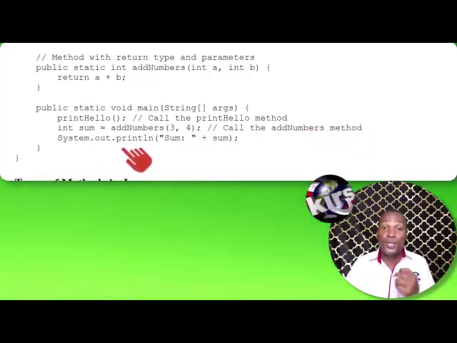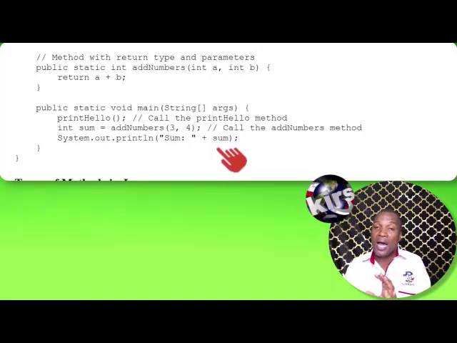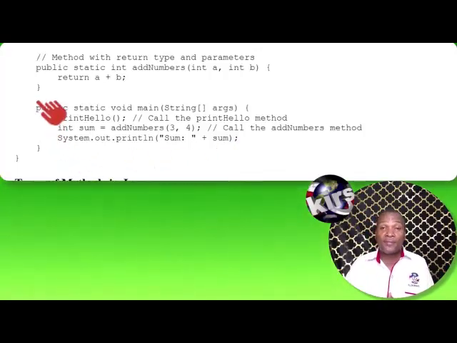System.out.println, then the sum, and of course this is a sign of concatenation, so that you now have the sum being put here. Then of course, after opening the method body, you are supposed to close, and you can see the closing curly brackets.